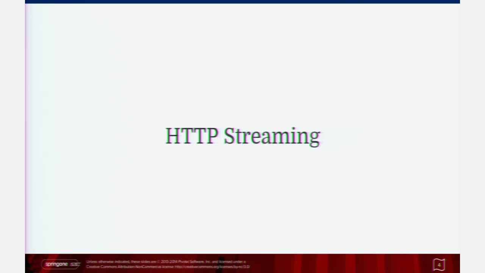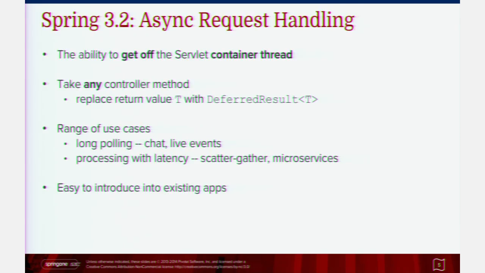Right, so in Spring 3.2, at the time, we provided support for async request handling, which is effectively the ability to get off the servlet container thread. You're not holding the thread from Tomcat or from Jetty or any servlet container. And you're going to complete processing on a different thread, and then when that is complete, you can then send the result back to the client.